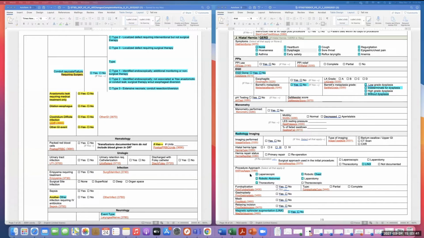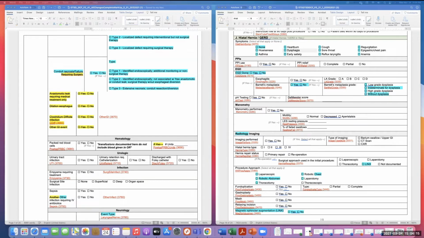Which one are we talking about here? Right there, 3370, surgical approach used during the initial procedure. We don't have thoracoscopy, and so we'll have to fix that in 5.24. Okay, add it to the list. Good catch. Thank you. Thanks, Nancy.